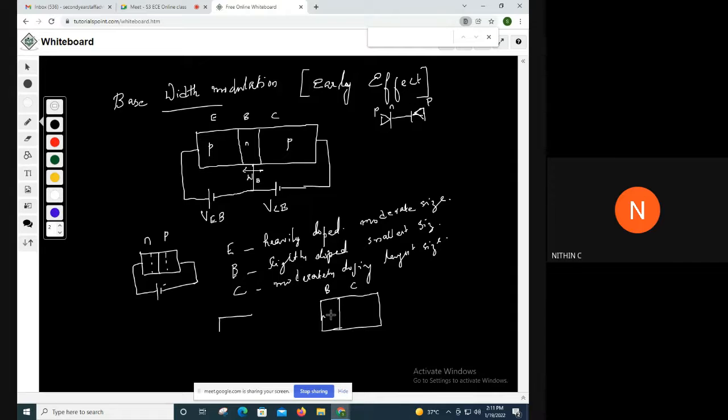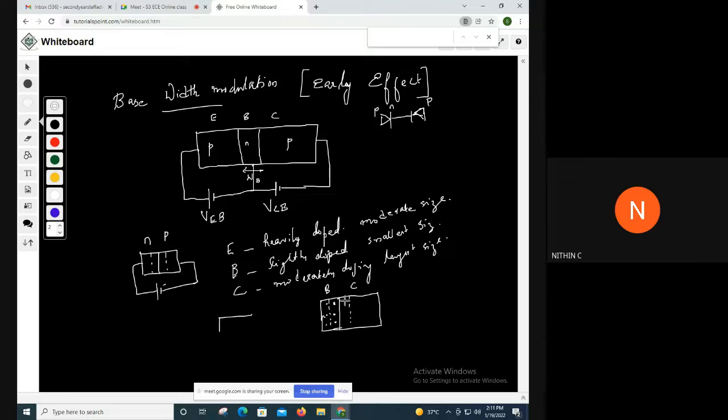So I am saying that this region, that is my base region, is lightly doped. Lightly doped means per centimeter cube I have less number of charge particles. It is the N region, so the charge particles are electrons. I am having electrons. So if I am taking this as per centimeter cube and this as per centimeter cube, so doping here is less, lightly doped. So here you are having 3 electrons, and here also you will be having 3 electrons per centimeter cube.